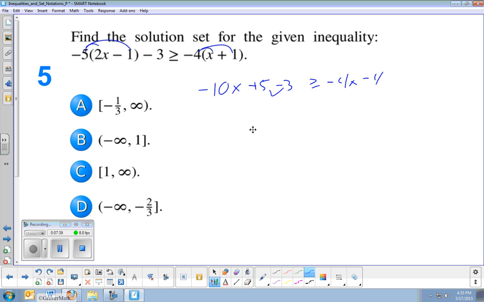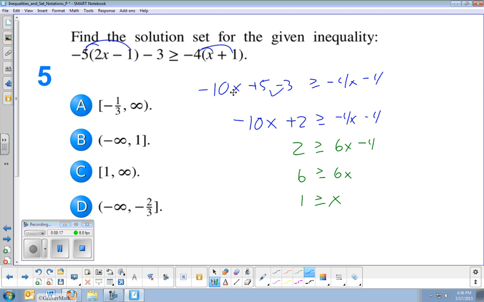Okay, I can certainly clean that up a little bit. So negative 10x plus 2, right? The 5 minus 3. Then greater than or equal to negative 4x minus 4. Let's see, I could add 10x to both sides, and that would make it 2 is greater than or equal to 6x minus 4, and add 4 to both sides would be 6 is greater than or equal to 6x. And lastly, divide positive 6 on both sides as 1 is greater than or equal to x.